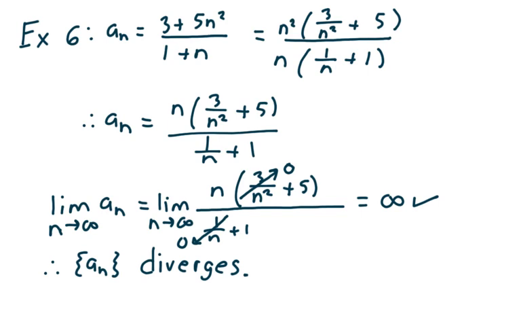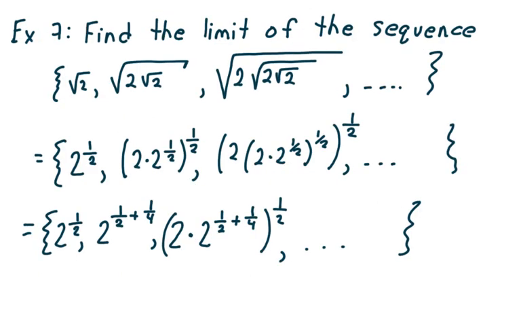So, all right. This one's a really good question. We're going to look at example 7. And it says to find the limit of the following sequence. Now, watch carefully here. The first term of the sequence is square root of 2. The second term of the sequence is the square root of 2 times the square root of 2. And then the third term of the sequence is the square root of 2 times the square root of 2 times the square root of 2. And it keeps going in that pattern.